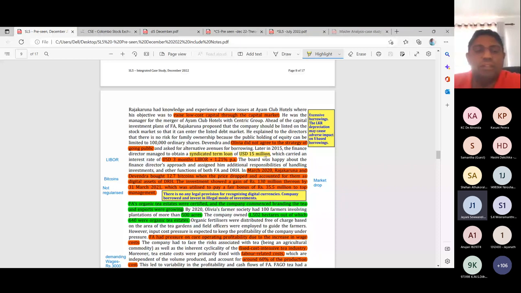So Rajakarna and Devinder bought 12.7 bitcoins when the price dropped and accounted for them as digital asset of DRH. The investment showed a gain of 130 million by 31st March 2021, which was utilized to pay a payout bonus of 35.5 million to top management. So cash leakage actually, no? So you have declared them as a bonus. Approximately around, I think, 30% of what you have obtained as a bonus.